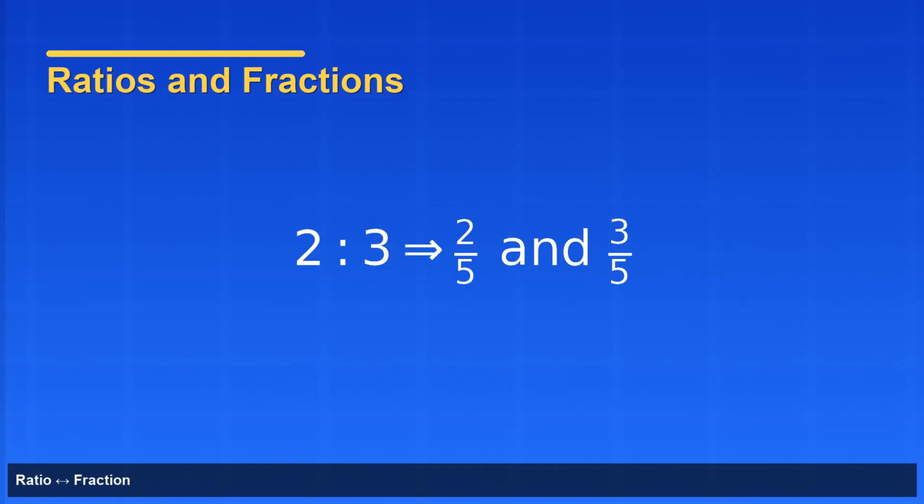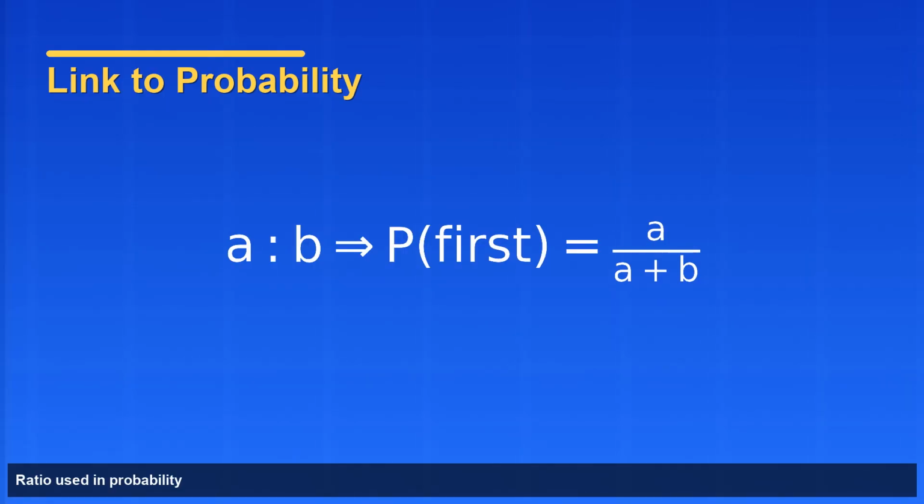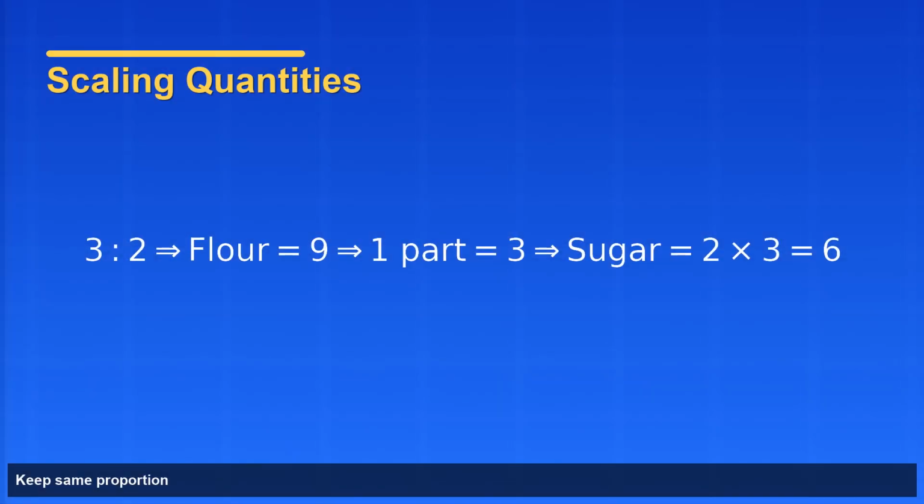Each part can be written as a fraction of the whole by dividing by the total number of parts. 2/5 and 3/5 add up to one whole. In probability, if outcomes are in the ratio A to B, the chance of the first outcome is A over A plus B. Scaling uses equivalent ratios.